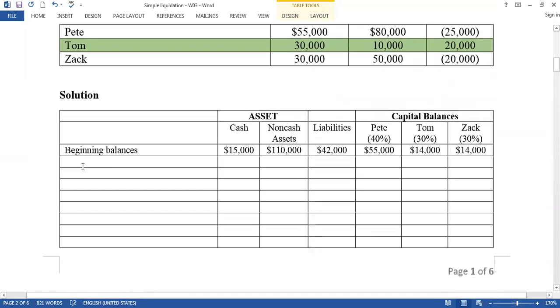Now if we come here, number one, first we sell non-cash assets, right? And we find that we receive cash of $30,000. We receive cash $30,000, and we sell our asset.